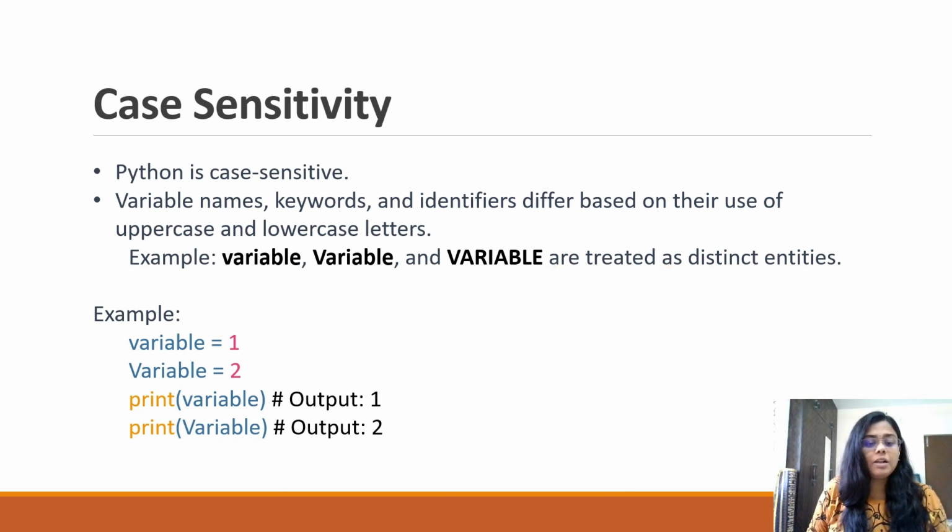Here, variable equals 1 is different from Variable with a capital V, that is Variable equals 2. When we print these two variables, the variable with a lowercase v gives an output of 1, and the variable with a capital letter V gives an output of 2. Hence, you should be very careful when you are writing Python code to ensure that the case is kept in mind while defining all the variables, keywords, or identifiers.